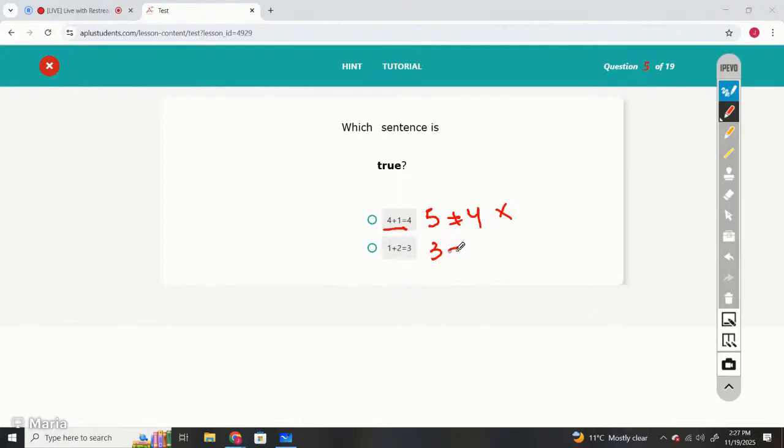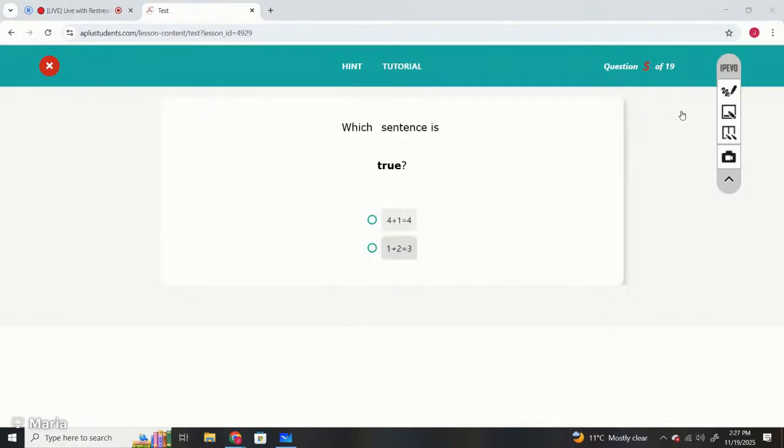1 plus 2 is 3. And yes, both sides are equal. So option number 2 is the correct option. 1 plus 2 equals 3 is the correct option. Very good.